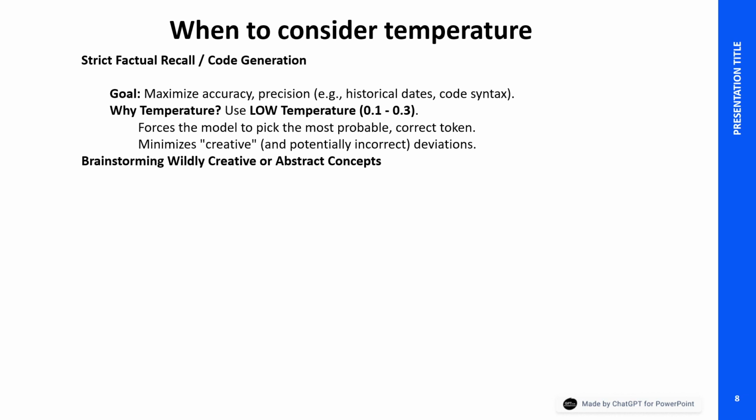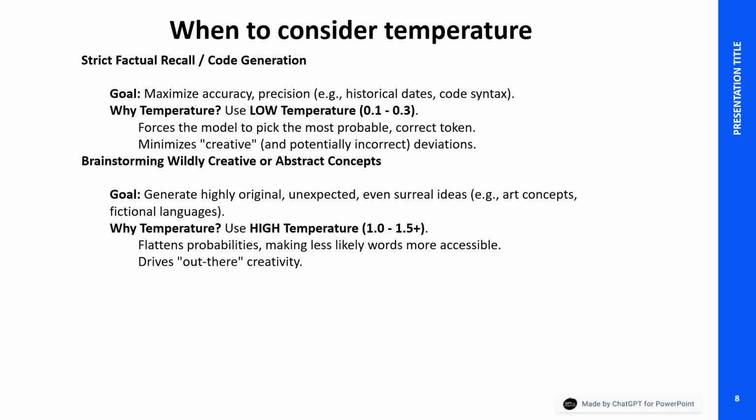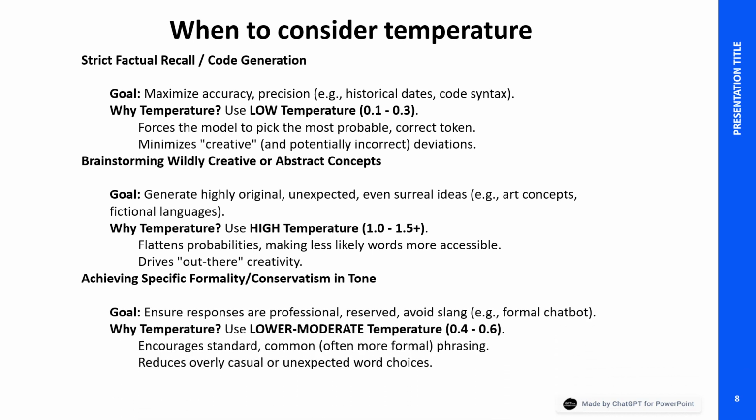The second one is brainstorming wildly creative or abstract concepts. In that case you will use a high temperature, maybe 1.0 to 1.5. It flattens the probability, because I have already told you that temperature just flattens the probability, making less likely words more accessible, which drives creativity. Next, achieving a specific formality or conservatism in tone. This is again a very simple example. You can read it: ensure responses are professional, reserved, and avoid slang, like formal chatbots. In that case, you need to keep the temperature lower, 0.4 to 0.6. It encourages standard, common phrasing and reduces overly casual or unexpected word choices.